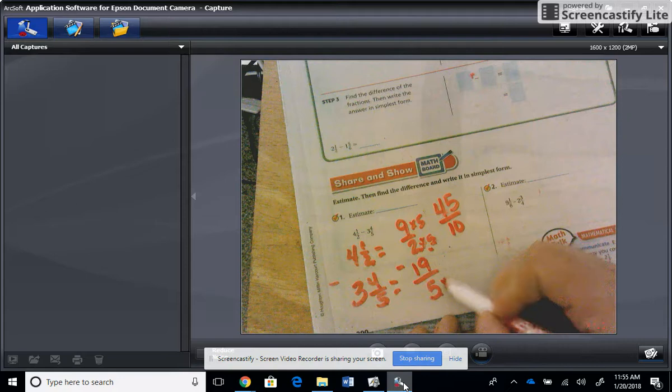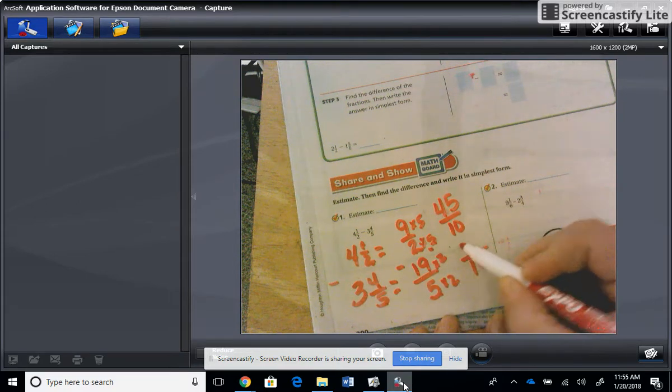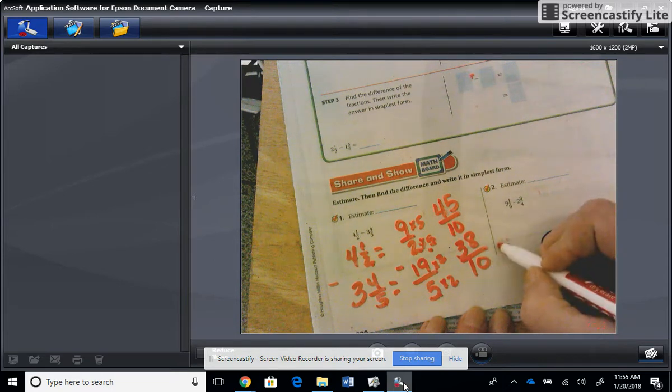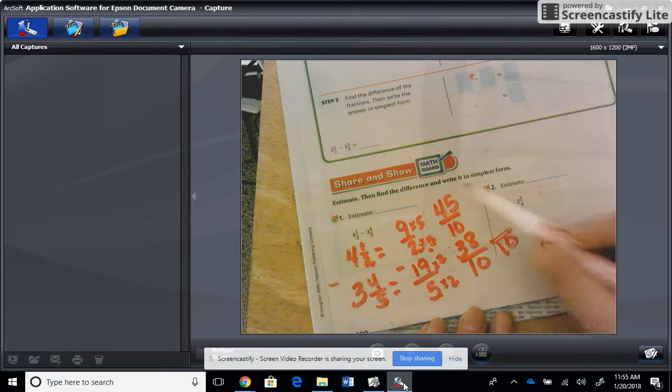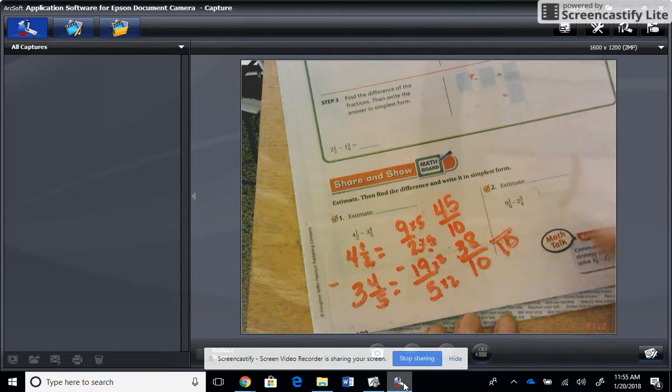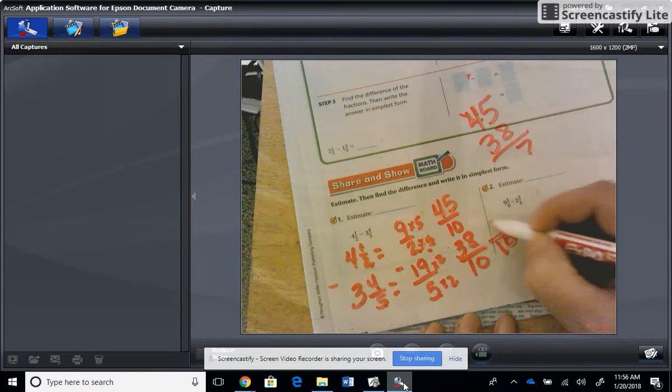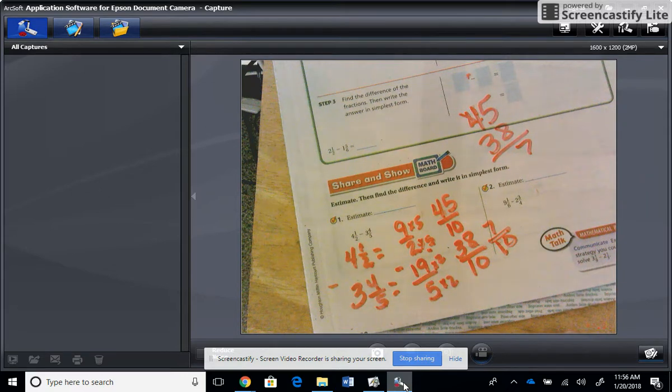So I've got to take 9 times 5, which is 45 tenths. And here, what did I take to get to 10? It's 2. So I got to take 19 times 2, which is 38 tenths. So now can I subtract these? You betcha I can. I know my answer is going to be a tenth. And I look here and I've got 45 subtracted by 38. If you're not sure, please do it over here. Borrow, and I get 7 tenths. Same exact answer I got before.